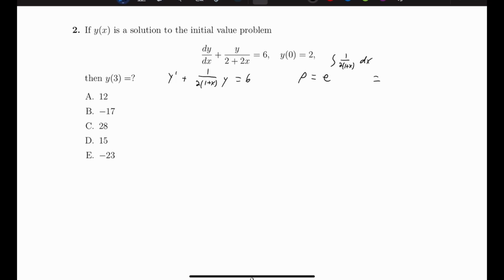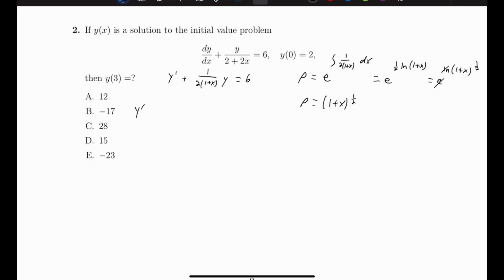When we integrate that, that will get us e to the 1/2 natural log of 1 plus x. And log power rules tell us that this can become e to the ln 1 plus x to the 1/2. You always want to cancel out any coefficients here, because now that means we can go ahead and cancel out the e and the natural log, and rho is just equal to 1 plus x to the 1/2. Now go ahead and multiply your entire equation by your integrating factor.